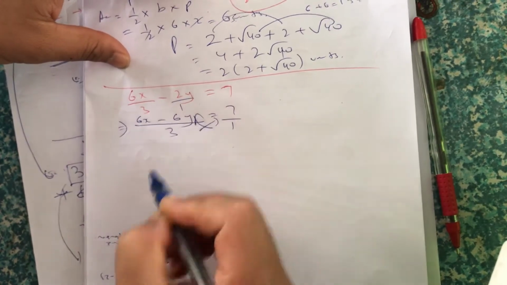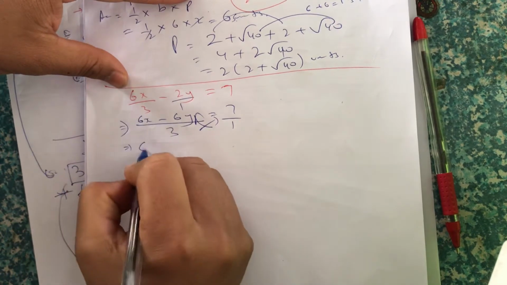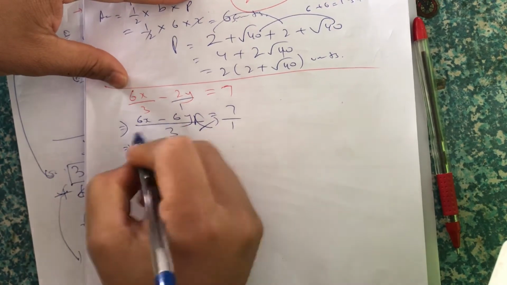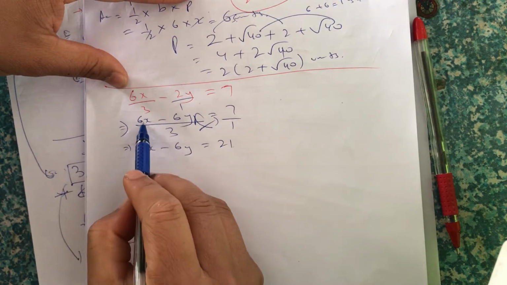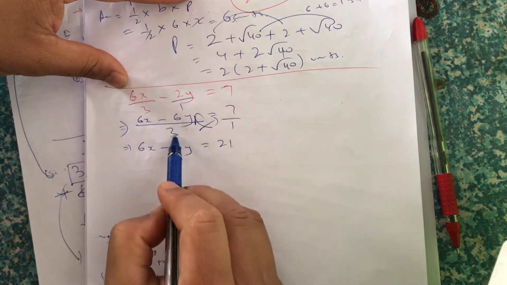So I cross multiply. When I cross multiply, what do I get? I get 6x minus 6y, because 1 will multiply, I get the same thing. 7 3s will give me 21. So 1 will multiply 6x, 1 will multiply 6y as it is, 7 3s are 21.